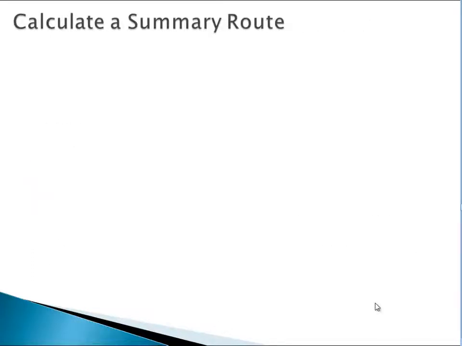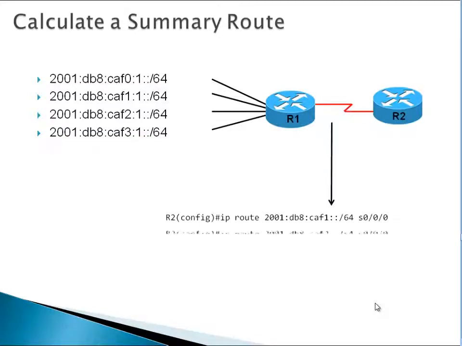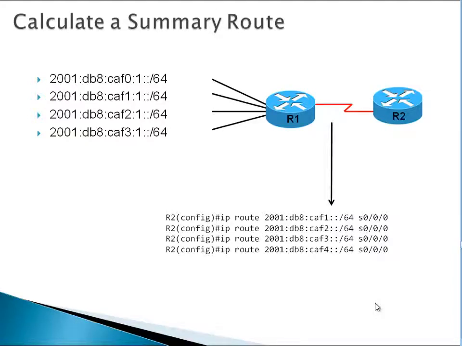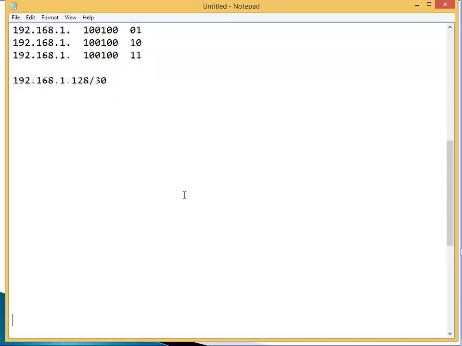Calculating a summary route. For example, if we have these four networks, 2001:DB8:CAF0, CAF1, CAF2, and CAF3, ::/64, they're all going to this router 1, and router 1 is not going to advertise them to router 2, so router 2 is going to make an IP route table. Instead of making 4 different IP routes, you can just summarize it into one IP route. So IP route 2001:DB8:CAF0::/62 and S0/0/0.